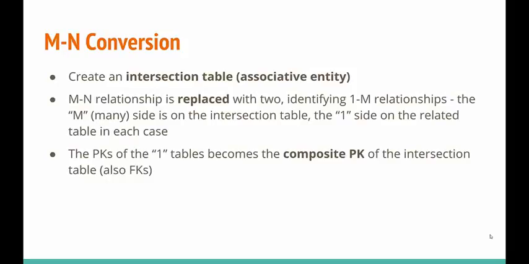So what we do to convert many to many into something that we can use in a relational database system is we create an intersection table, what I've called in the past an associative entity. The name you would use is really just a matter of when you perform this step, whether it be in the data model phase or the creating a design phase. The many-to-many relationship is replaced with two identifying one-to-many relationships. The many side is on the intersection table, and the one side is on the related table in each case. So you have two one-to-many relationships with the many side for both on the intersection table.